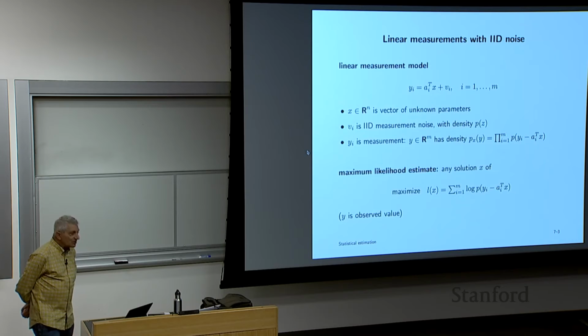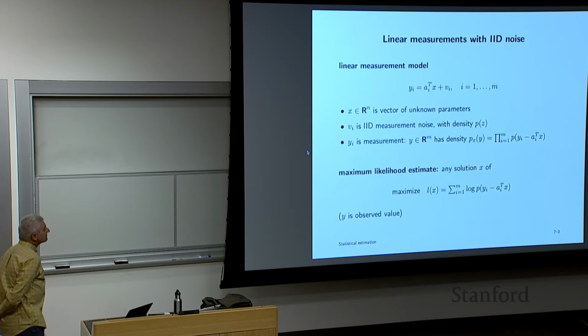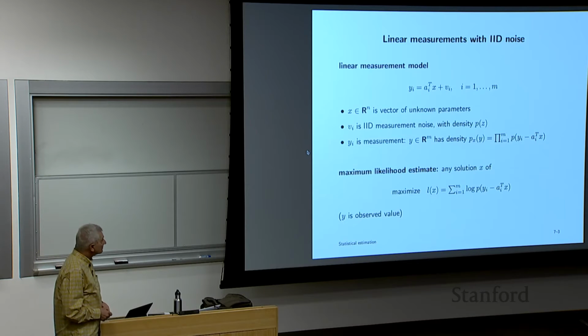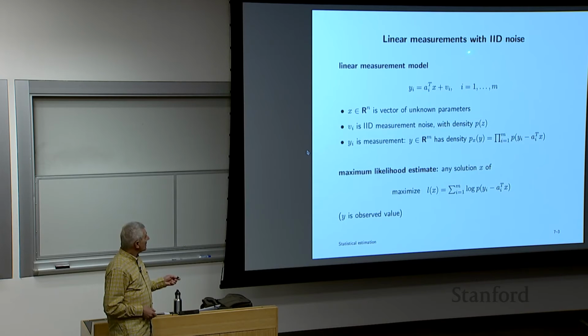Okay, so we'll just look at some simple examples here. Here's one: a traditional linear measurement model. I make a bunch of measurements, and they're going to look like yi. My model is that each yi, which is a scalar, is a linear function of x, plus a noise, which is independent across different i's. So that's what the model is.